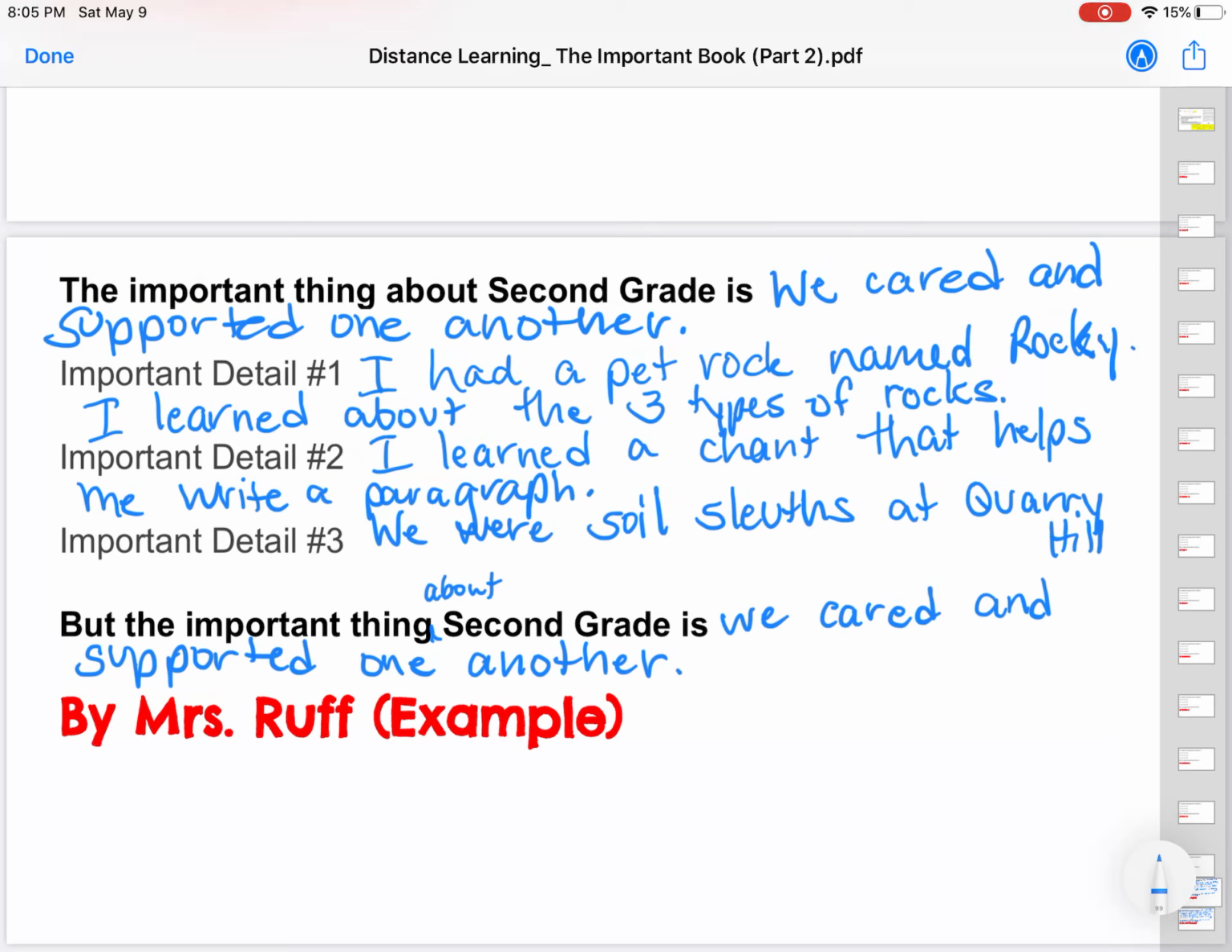another. And I'm going to reread it just because when you reread something, you can check for your errors, or if you wrote something and it doesn't quite make sense, you can change it before you submit it. So the important thing about second grade is we cared and supported one another. I had a pet rock named Rocky. I learned about the three types of rocks. I learned a chant that helps me write a paragraph. We were soil sleuths at Quarry Hill. Oops, I forgot a period there. But the important thing about second grade is we cared and supported one another.